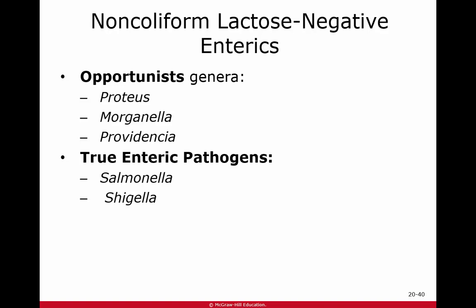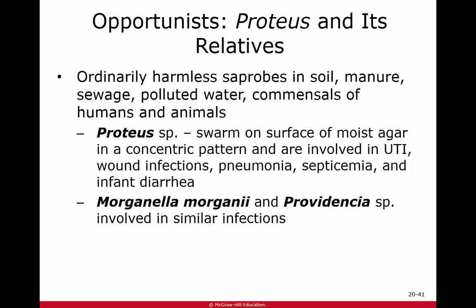Now the non-coliform lactose negative enterics, you see the opportunists there are the Proteus, Morganella, and Providencia, and the true enteric pathogens Salmonella and Shigella. Now the Proteus and its relatives are usually found in soil and manure and sewage and polluted water. They are involved in UTIs, wound infections, pneumonia, infant diarrhea, septicemia. And the Morganella morganii and Providencia are involved in the same kinds of things.